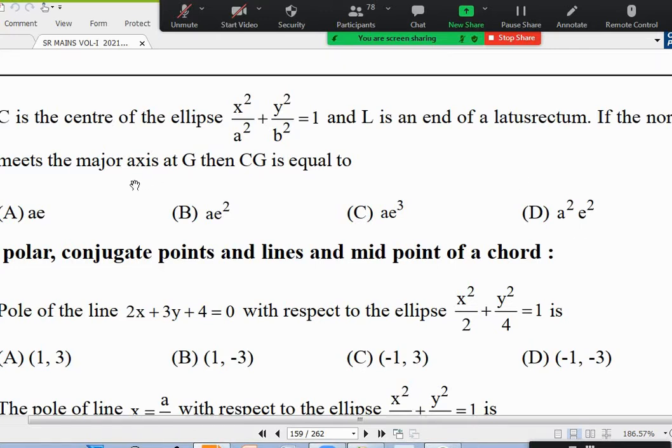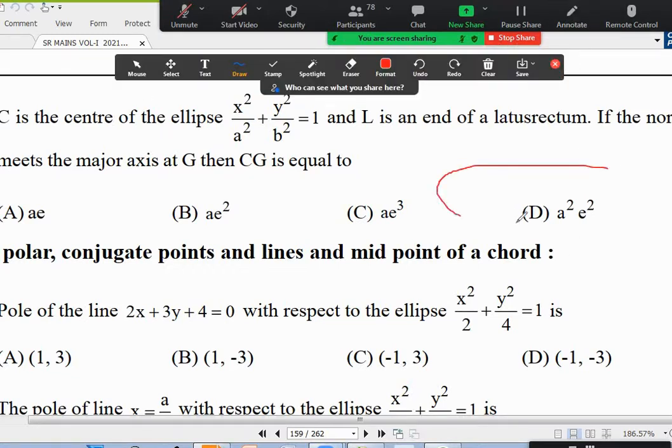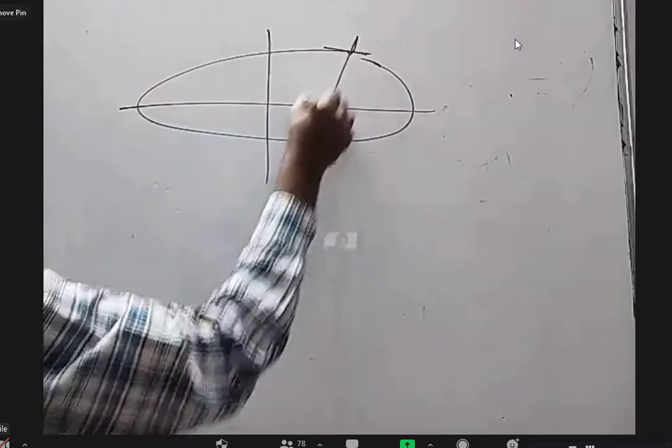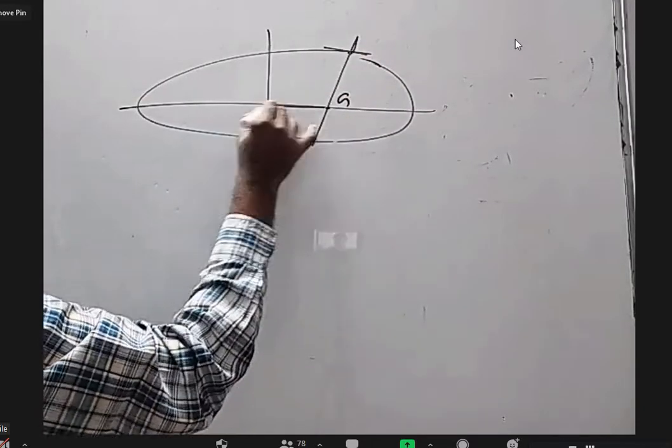69. Anybody any doubt? Sir, I have. If a normal at L meets the major axis at G, CG equal to. Okay, we have already done this in this class. I'll explain on the screen. Let us just find the normal and find the x-intercept. Okay, this is an ellipse. You take any point, draw the normal there. That is G. This is C. They want this length.